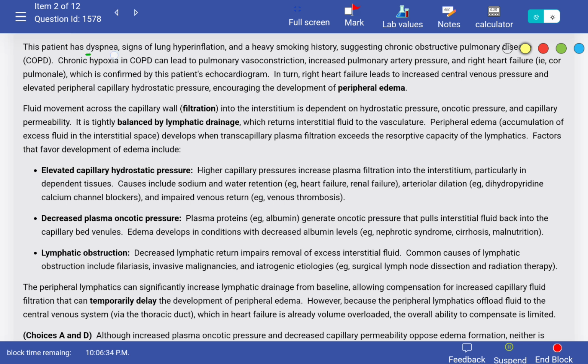So this patient has dyspnea with signs of lung hyperinflation and a heavy smoking history, suggesting COPD, chronic obstructive pulmonary disease. Chronic hypoxia in COPD can lead to pulmonary vasoconstriction, and that would lead to increased pulmonary arterial pressure, and that would lead to right heart failure. That is cor pulmonale, which is confirmed by this patient's echocardiogram.